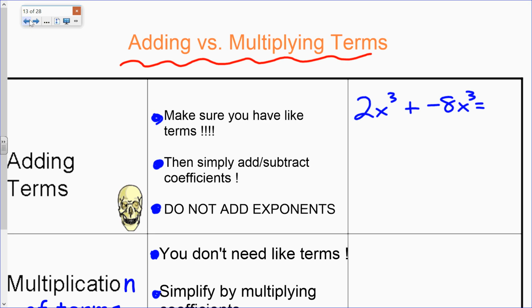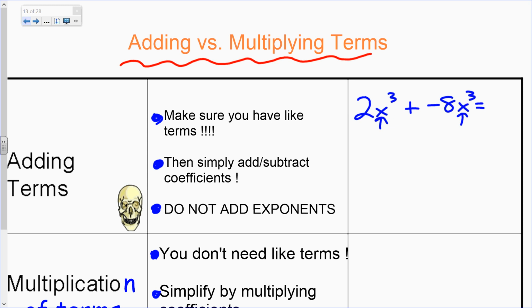So coming back over here, like Baragan said, same variable, same power, ready to rock and roll. Look at the first bullet, satisfied. Make sure you have like terms. They even put 4 exclamation points. We do have like terms. Second, then simply add or subtract coefficients. Coefficient here is 2, coefficient here is negative 8. Do it. What's 2 plus negative 8?